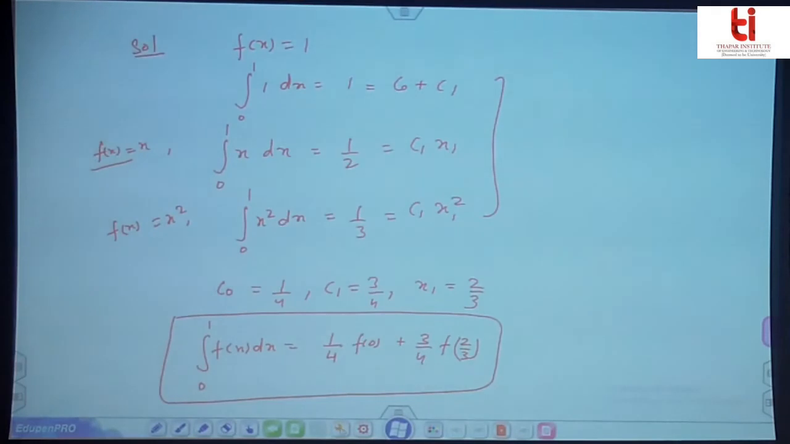So next is composite numerical integration. What is composite numerical integration?